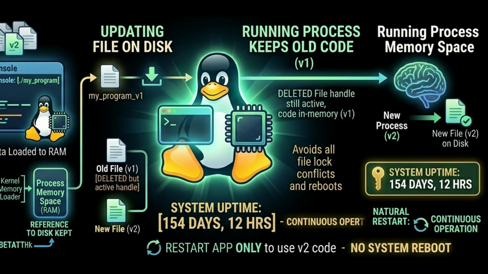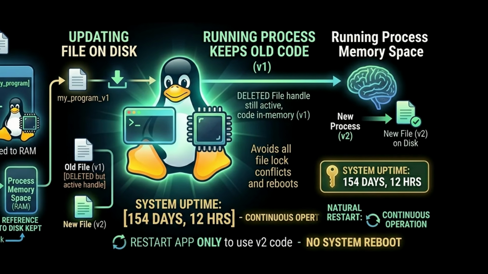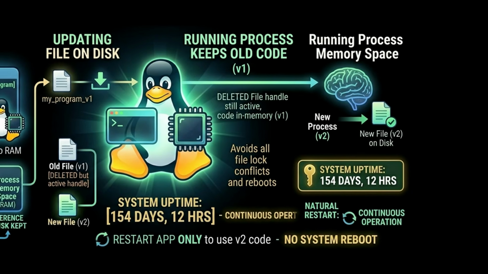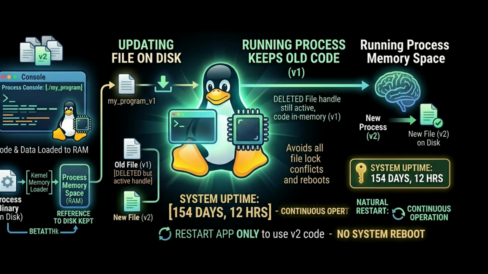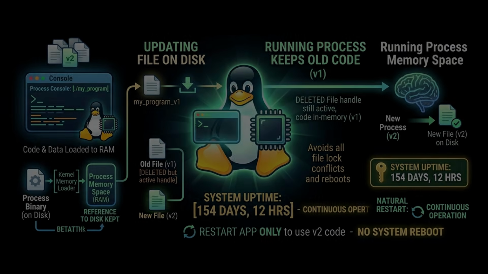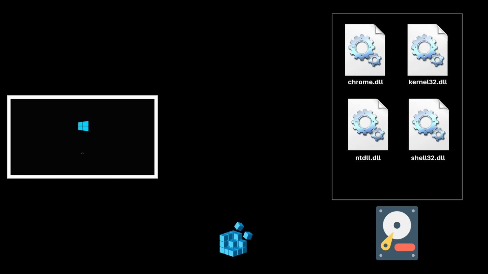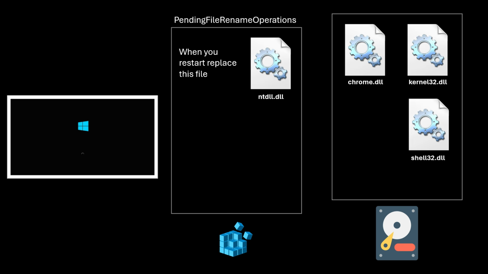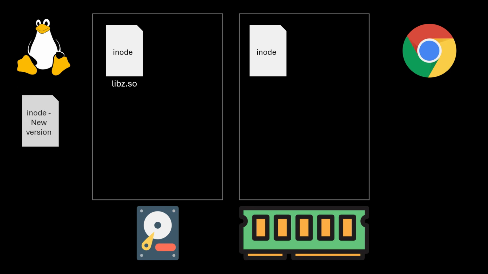So this little demo of deleting a running file is actually showing you how Linux handles updates under the hood. And once you understand this, you start to see why Linux systems can stay up for a month without interruption. So next time Windows asks you to restart, you know exactly why. It is not being difficult, it's just waiting for everything to stop so it can finally do the swap. Linux just never had that problem to begin with.